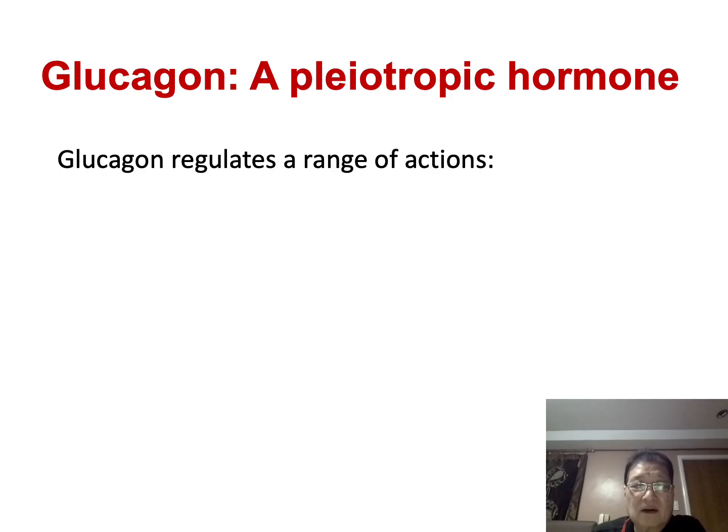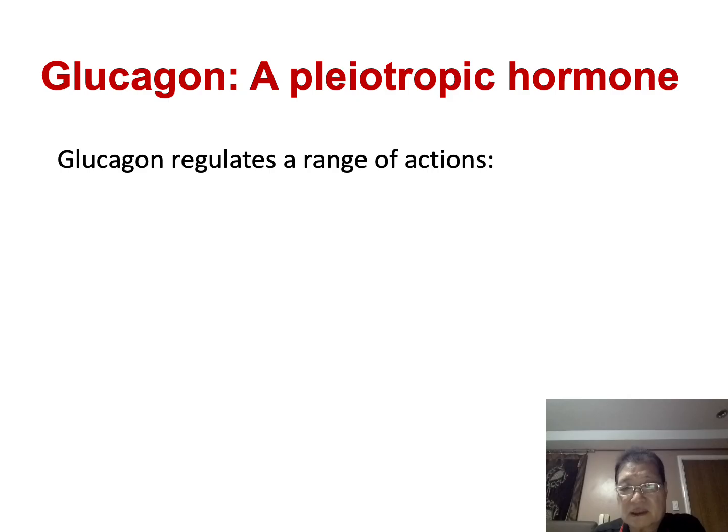Okay, glucagon, the pleiotropic hormone. The sequencing of the 29 amino acids of glucagon, together with the discovery of a sensitive test, the radioimmunoassay, has led to the understanding of the pleiotropic effects of glucagon, the effects beyond glucose homeostasis.